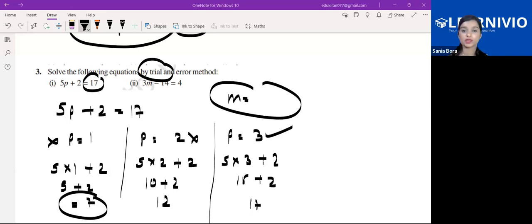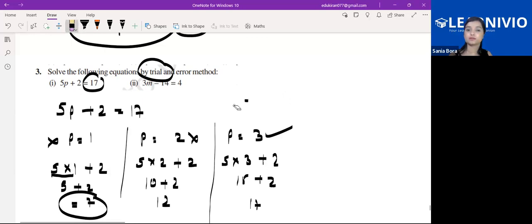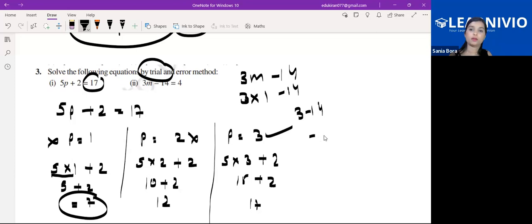Yes, and Minisha, your answers are correct. Ma'am, I'm not getting it. See, in this question, in the first one, what I did, I put in the value of P as 1. Over here, I wrote 5 multiplied by 1, then plus 2. So 5 multiplied by 1 was 5 and plus 2. In this case, it is 3m minus 14. So 3 multiplied by, for example, 1, minus 14. So 3 multiplied by 1 is 3, minus 14. So what did you get? Minus 11. Clear? Okay, ma'am. This is what you have to do.